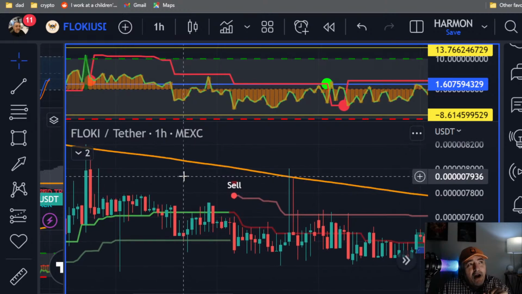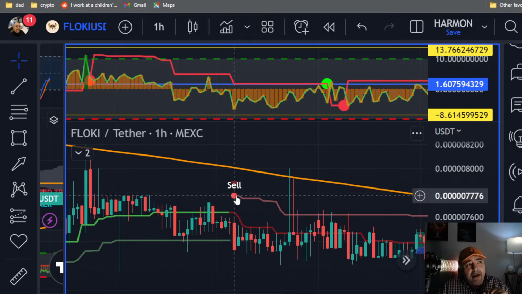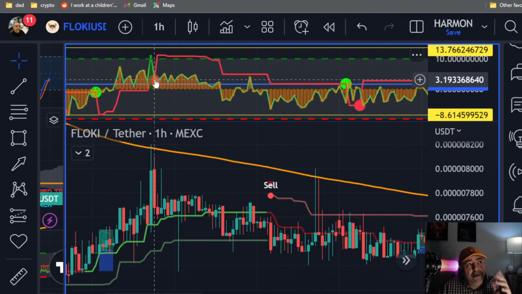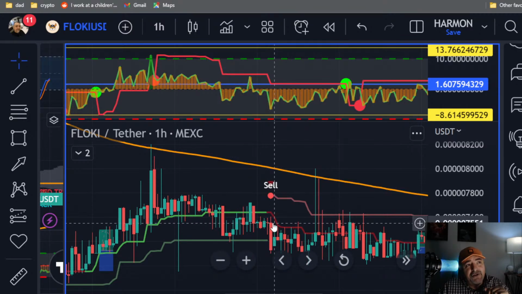All right, we're sliding across. What do we have here? Lo and behold, red trend, red sell, right? Or I'm sorry, red moon, red trend, red sell. You're entered right here on a short.